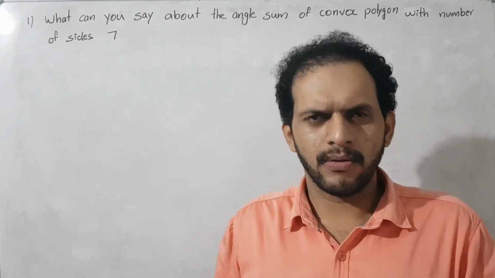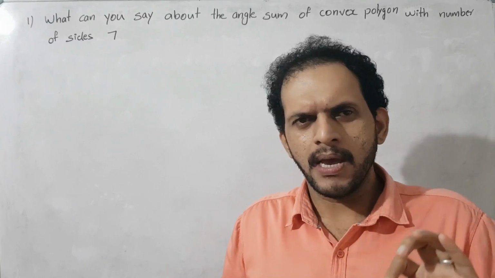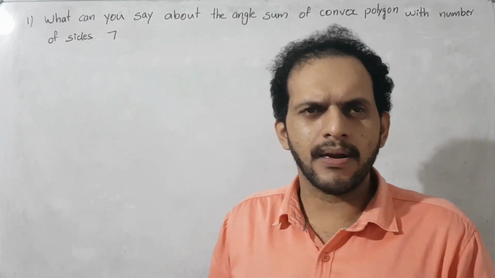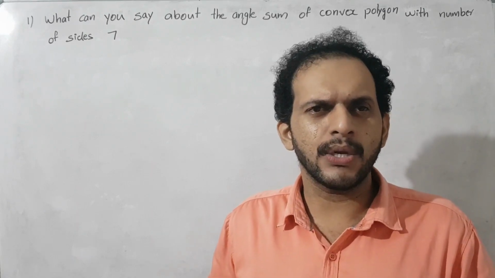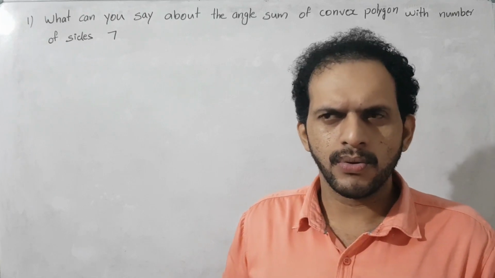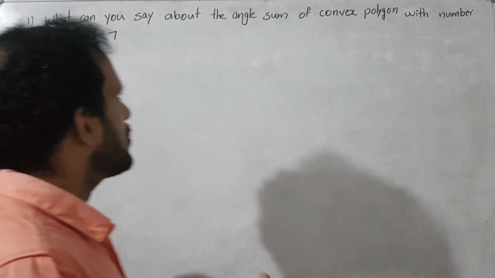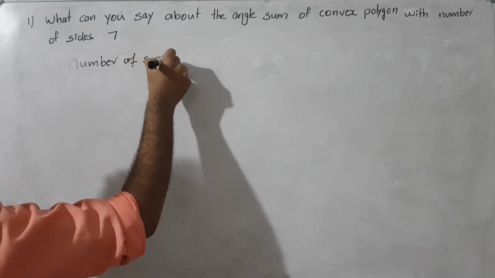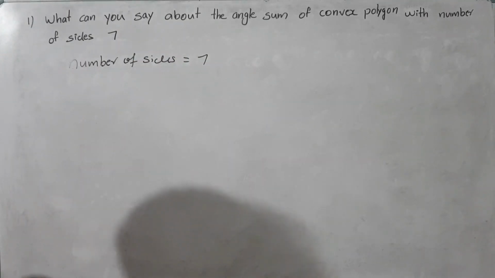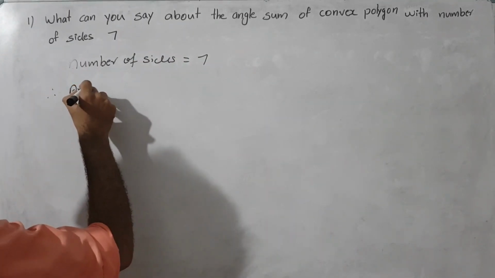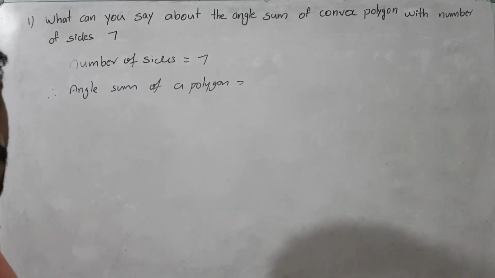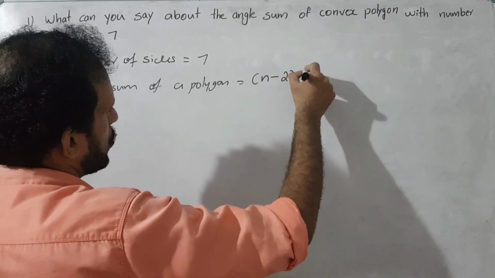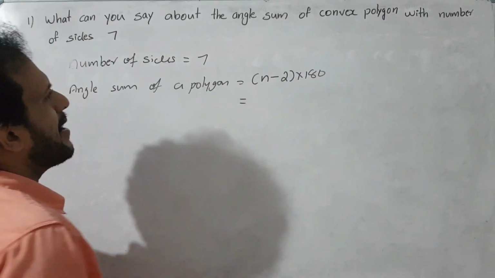We have one equation, correct? What is the equation? If a polygon has n sides, then the equation to find the angle sum is (n minus 2) into 180, correct? So the next one is like this. How do we start? The number of sides is equal to 7. Therefore, the angle sum of a polygon is equal to, first we write the equation, (n minus 2) into 180. What is n? n is the number of sides.